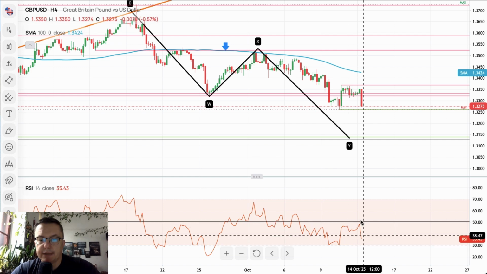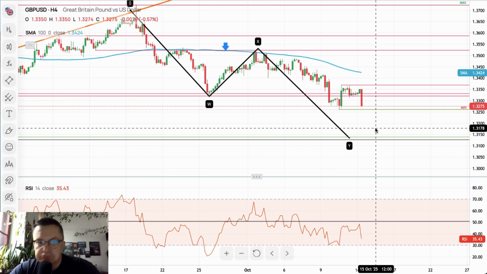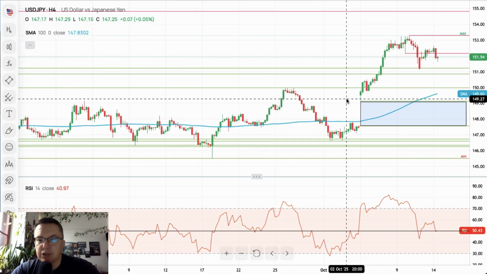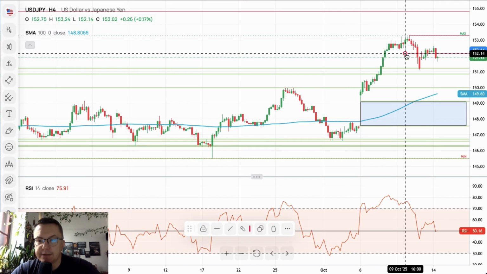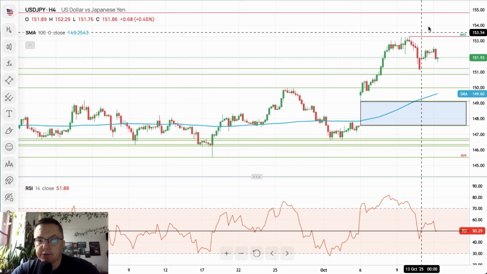So negative momentum pointing to the downside. After the data, market is trying to move lower. US dollar versus the Japanese yen. Just recently we bounced from the 151.26 technical support. However, there is no continuation to the upside.